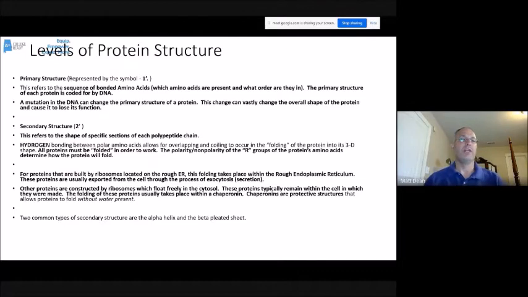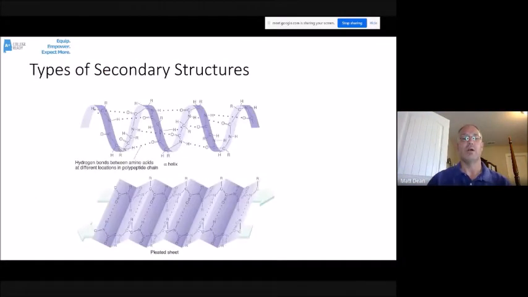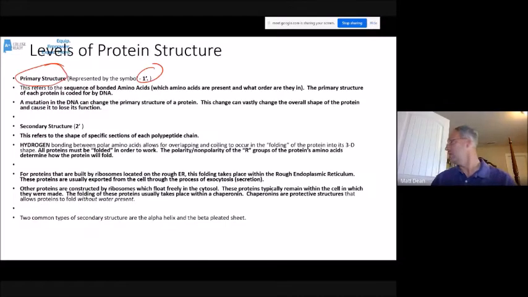Another important thing to know for proteins are the levels of protein structure. We really break it up into 4 levels. Start with the primary structure, sometimes notated as 1'. This essentially refers to the amino acids in the chain and the order those amino acids are in. This is determined by DNA. DNA's only job is to determine the protein structure or the amino acid sequence of a protein.